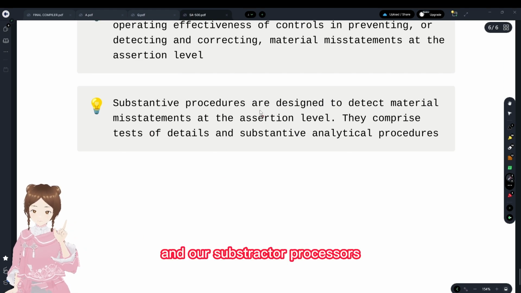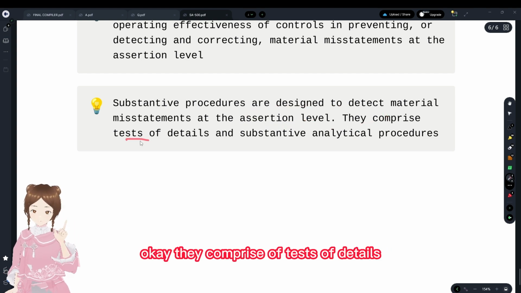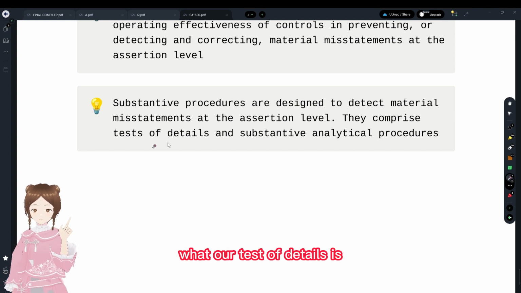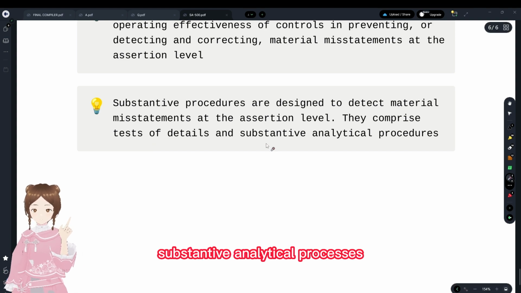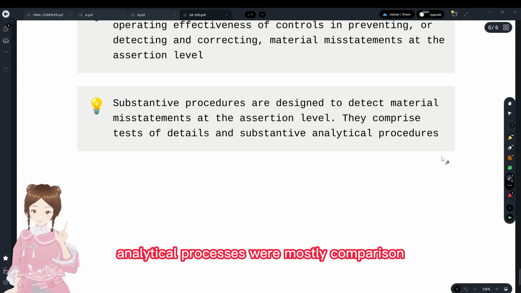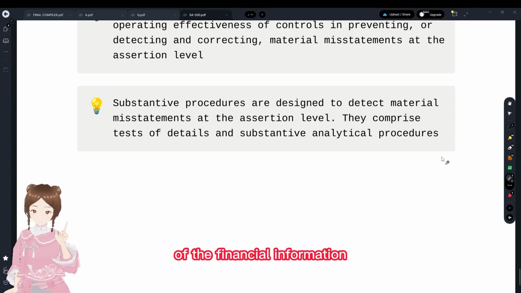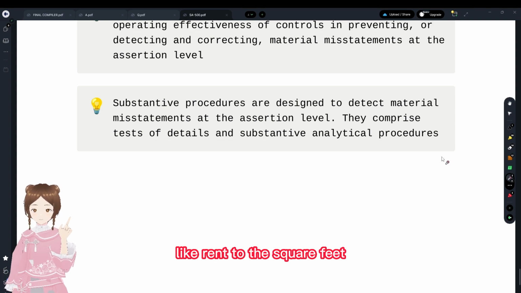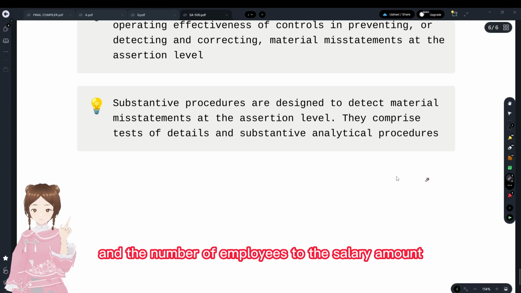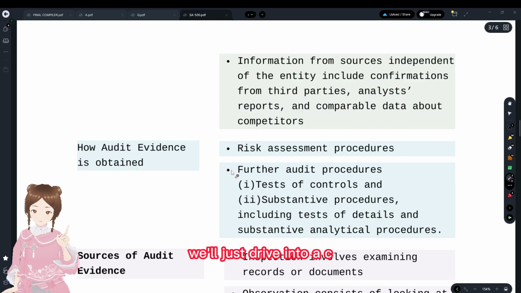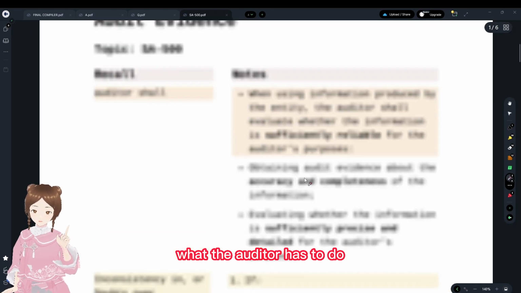And substantive procedures are designed to detect material misstatement at assertion level. Okay, they comprise tests of details. What are tests of details? It's like checking in detail, checking the journal entries, etc. Substantive analytical procedures were mostly comparisons, forming ratios with the financial and non-financial information, like rent to the square feet and the number of employees to the salary amount. And with that in mind, we'll just dive into SA 500: what the auditor has to do.